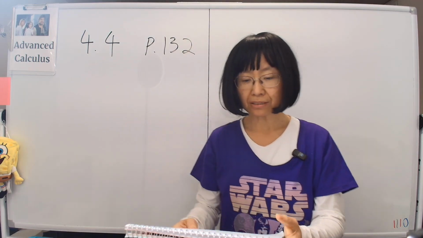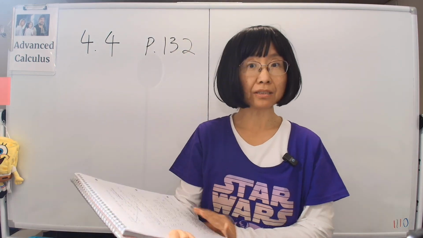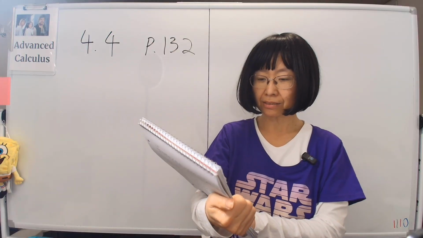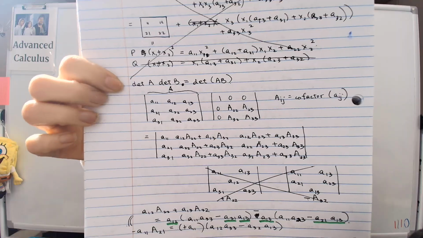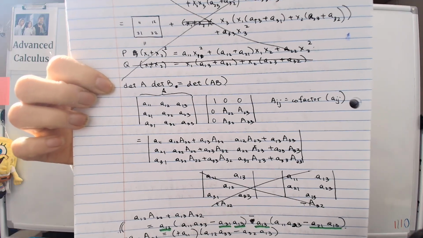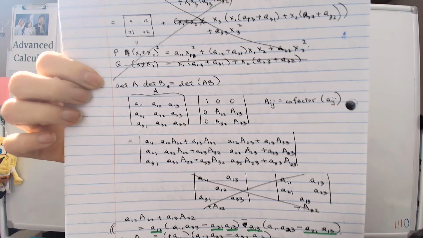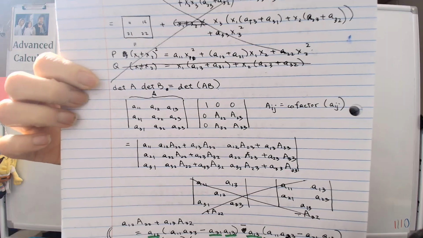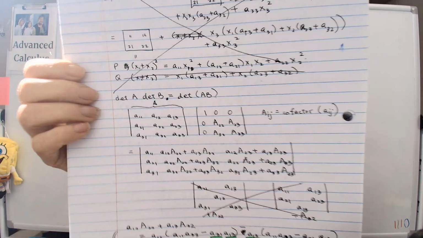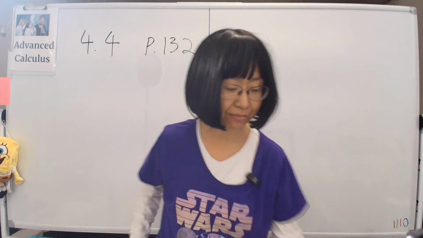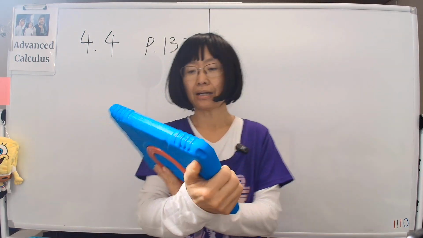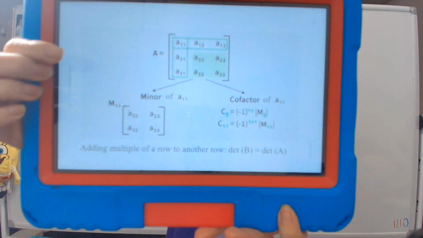Now, before we start, I want to remind you of some of the determinant rules that we'll need in this section. First, when you have two matrices, A and B, the determinant of A times the determinant of B is the same as the determinant of A times B. That is, you multiply the matrices first and then calculate the determinant. Before or after is the same thing. And this is something I've shown you before.